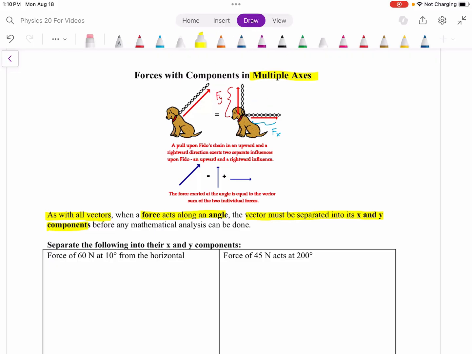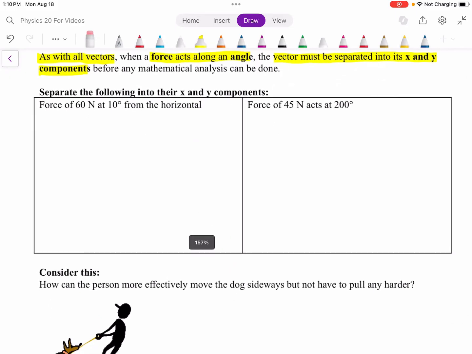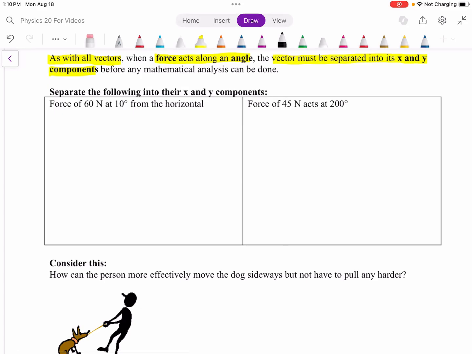It doesn't make sense to just say, if this is 5 and this is 4, then this is 9. It doesn't work that way. We need to find that x component, find that y component, add them up separately to get the total x and the total y, and then we can use the Pythagorean theorem to solve for the vector itself. So let's remind ourselves, quick review: how do we separate vectors into components?